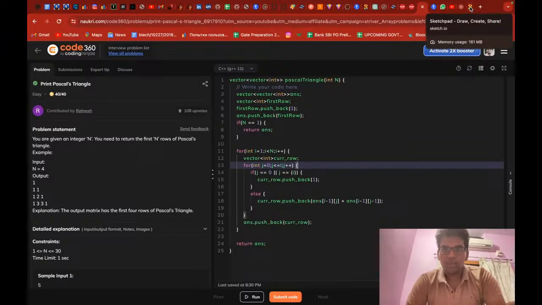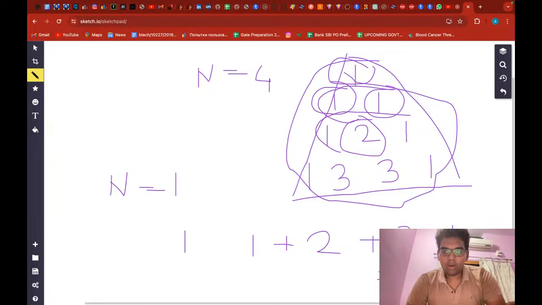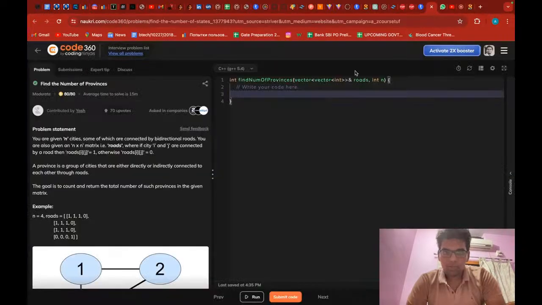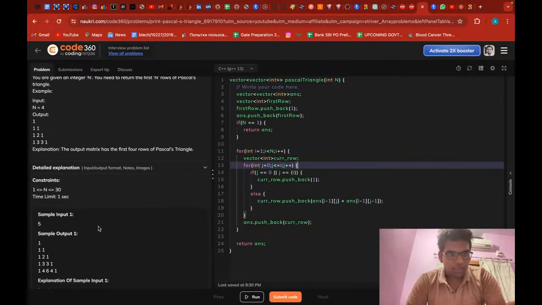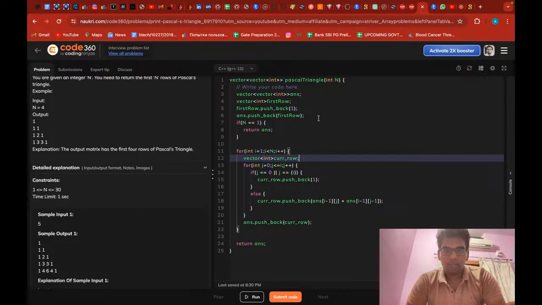So the worst case time complexity is order of n square. If you solve this, the time complexity will be order of n square. And if you look at the constant for this question, the constant is 30, so 30 into 30 is 900. That is not very large, and as the time limit is also given, you are able to solve it very easily. So this is a right possible solution.